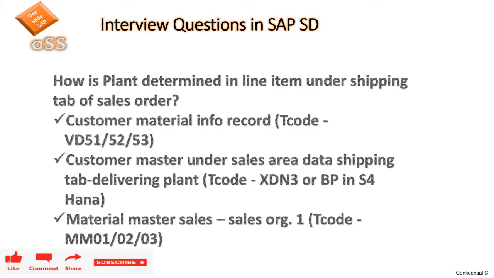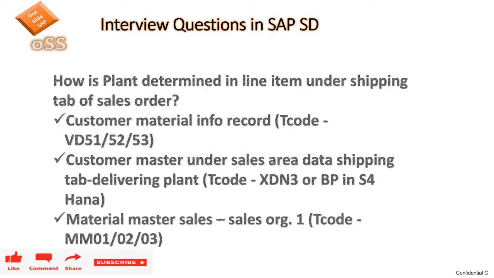And third point, lastly it will go and check in the material master, sales org tab. In that tab you can see the delivering plant. So the delivering plant is maintained in the customer material info record, customer master record, and material master record. The system will check in this sequence. First it will check the customer material info record, second the customer master, third the material master. Right, so I have highlighted the respective places here.